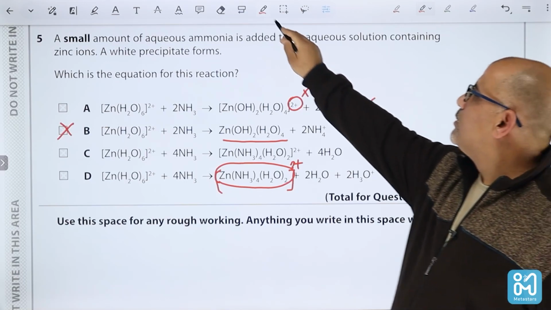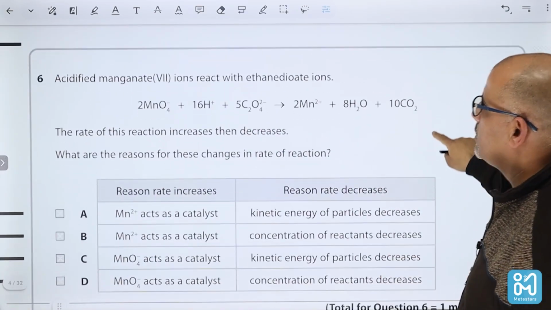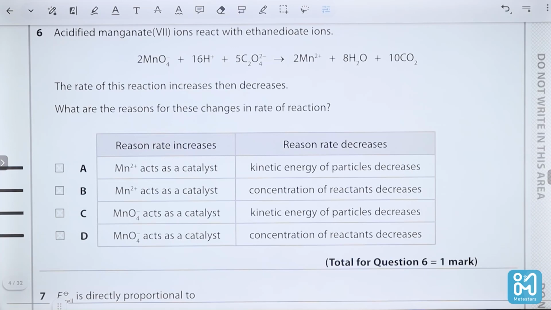Now, for question 6, acidified manganate 7 ion reacts with ethanedioate ion according to the following equation. The rate of this reaction increases, then decreases. What are the reasons for these changes? It increases, then decreases in the rate of the reaction.